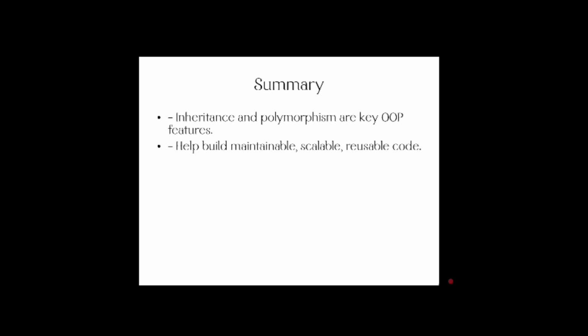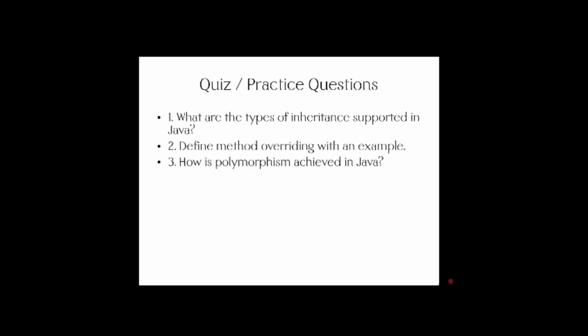And the next slide is the summary. Inheritance and polymorphism are key OOPS concepts, key OOPS features. They help build maintainable, scalable and reusable code. And the last slide is quiz or practice questions. Here are the 3 questions that you should practice for today.